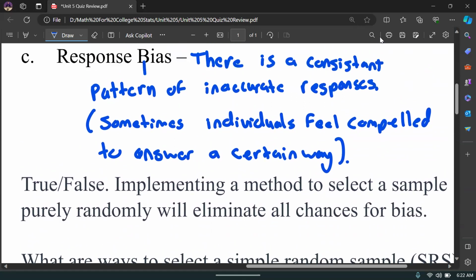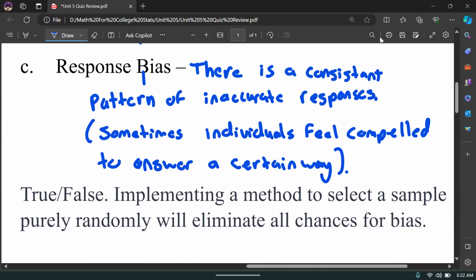Another one, people are lying to you. So you might ask them a question, and they might not be truthful. They might lie to you. That is also response bias.